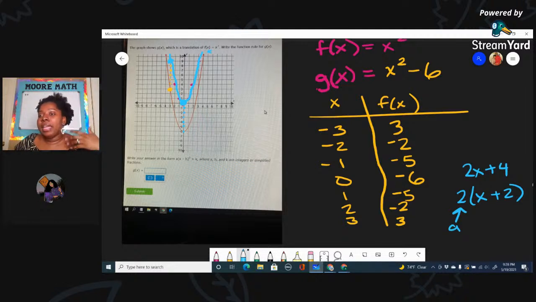Now, if we did change something with the X, then yes, that would be H. But we didn't do anything with that. And then all we did was go up and down. So you know that part.